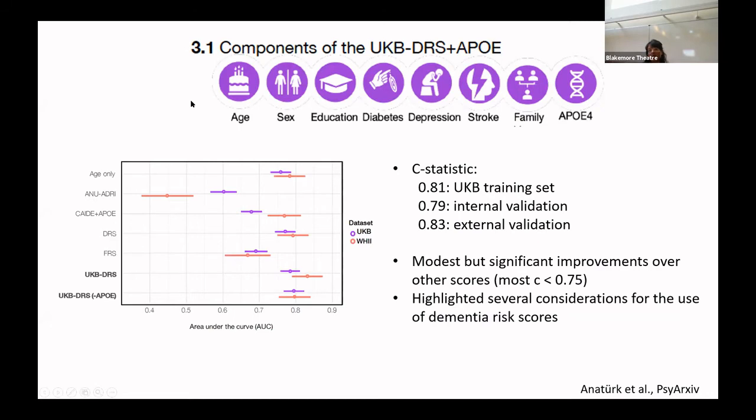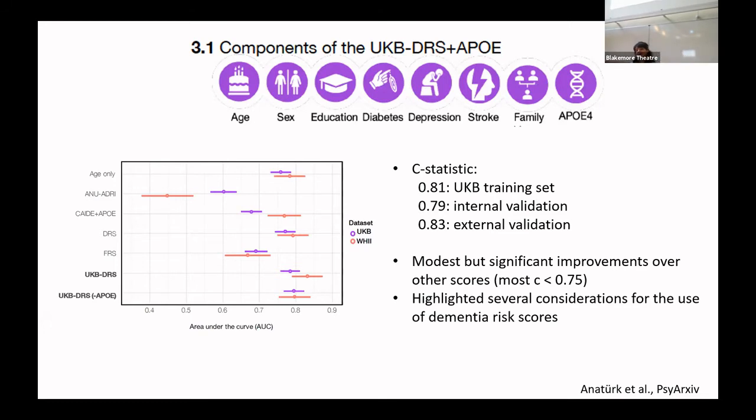strongly predicted dementia. And those were age, sex, education, and then diabetes, depression, stroke, family history of dementia, and the presence of ApoE4. And what we found was that our score, which is shown down at the bottom here, two versions, one without ApoE and one with ApoE, had a moderate to good discrimination accuracy, or predictive accuracy, to be able to predict dementia in this cohort compared to the other scores here. And it was significant improvements over the other scores as well.